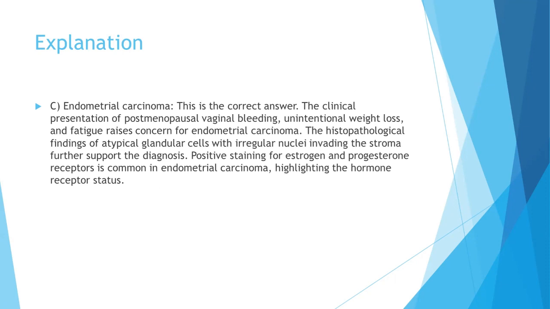So endometrial carcinoma: the clinical presentation of postmenopausal vaginal bleeding, unintentional weight loss, and fatigue raises the concern for endometrial carcinoma. The histopathology is also typical, and positive staining for estrogen and progesterone receptors is common in endometrial carcinoma, highlighting the hormone receptor status.